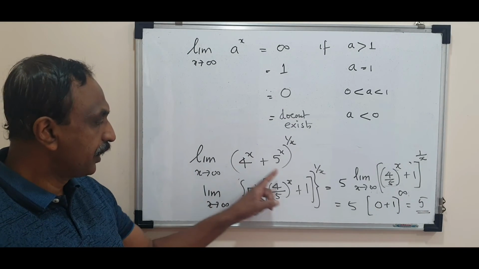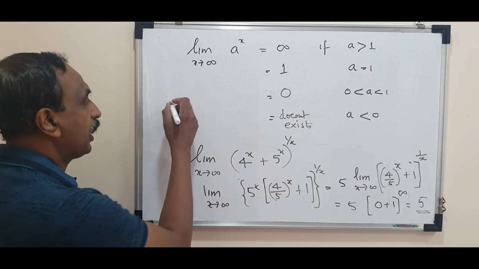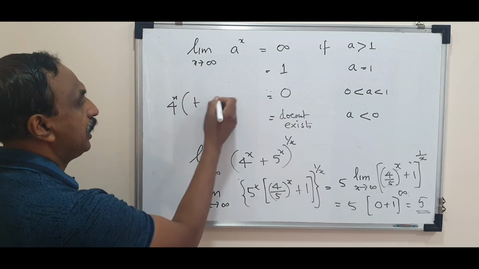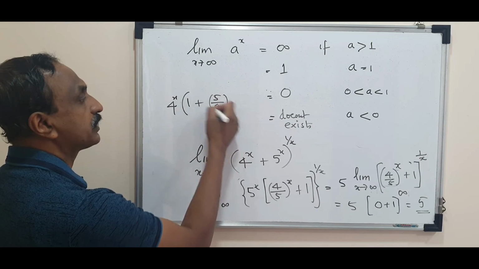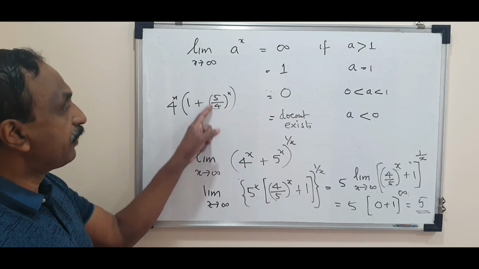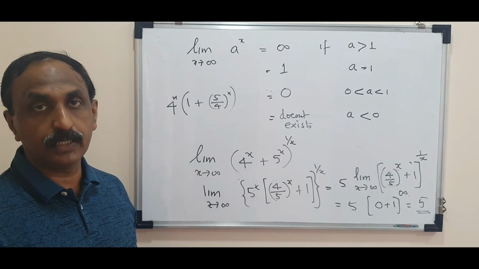So just look at this. Why did I take 5 raised to x as common? Why not take 4 raised to x as common? If I had taken 4 raised to x as common, I would have got 1 plus 5 by 4 raised to x. Now 5 by 4 is a number more than 1, and this would turn to infinity and I would not be able to calculate it.